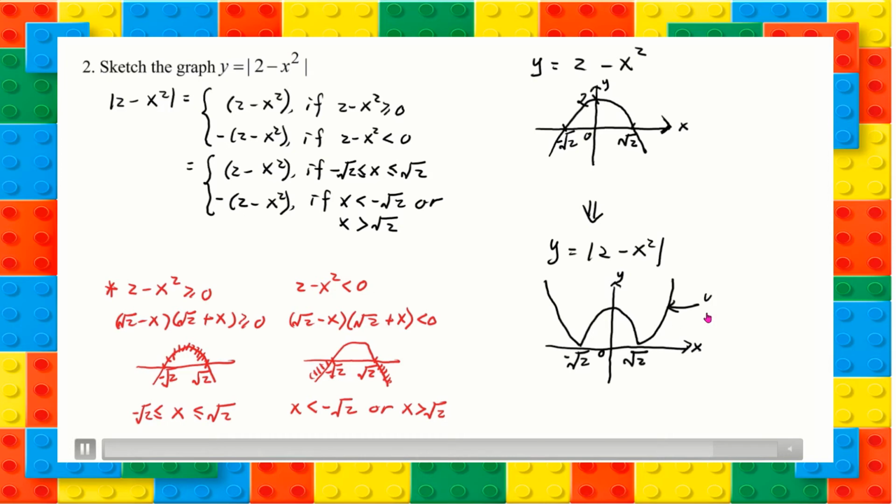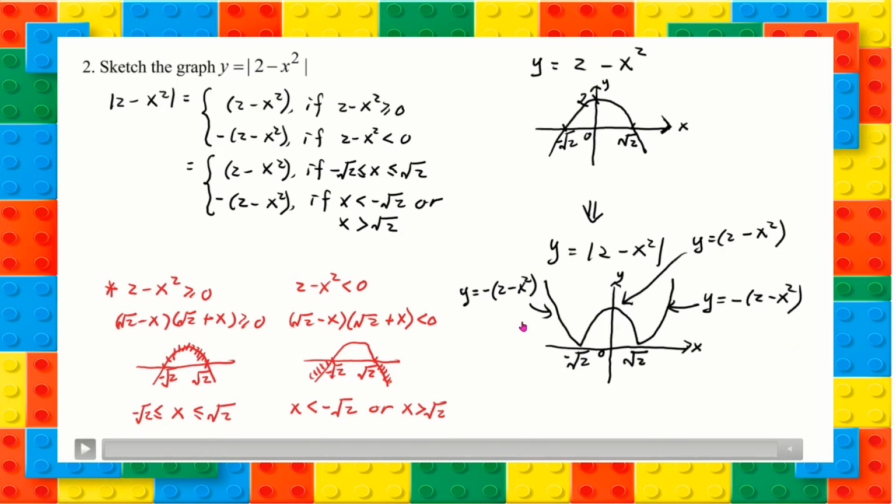we need to label the curve as negative, which is negative 2 minus x squared. Same as the left hand side, since this part is reflected, we label it as negative 2 minus x squared. As for the part which remains the same, we label it as positive 2 minus x squared. So this is the curve for the modulus function 2 minus x squared.